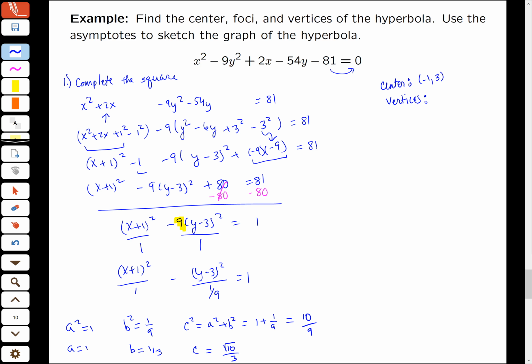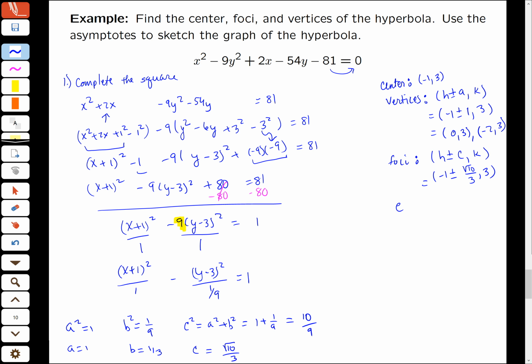In that case, for the horizontal opening parabola, the vertices are H plus or minus A, comma, K, which is our H is -1, A is 1, and K was 3. So -1 plus 1 is 0, and then -1 minus 1 is -2. So there's the vertices. The foci is H plus or minus C, comma, K, which is going to be -1 plus or minus square root 10 over 3, comma, 3. And we don't do any more simplifying for that. We just write that down.